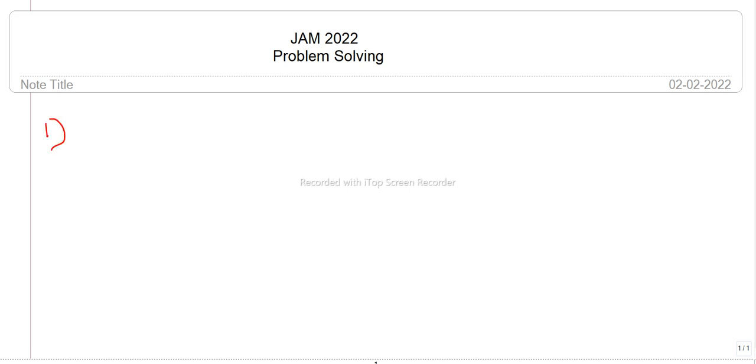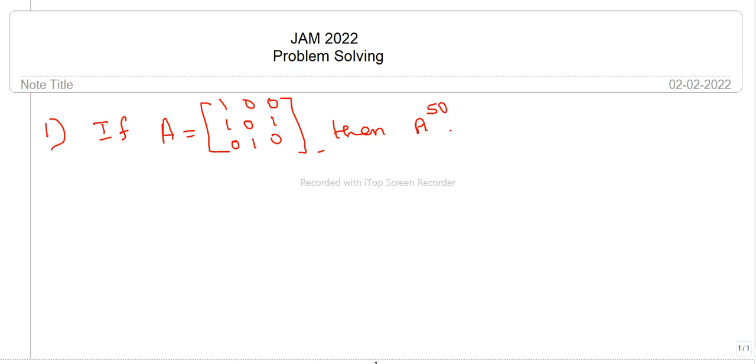So the first problem: if A equals [1 0 0; 1 0 1; 0 1 0], then what is A power 50?